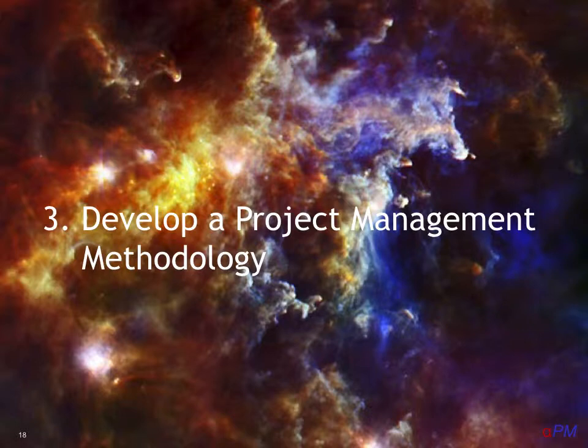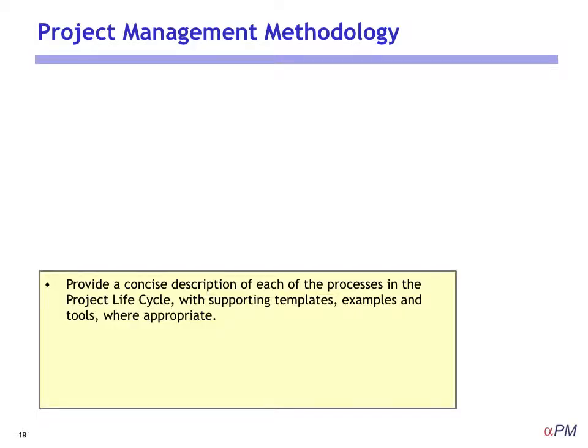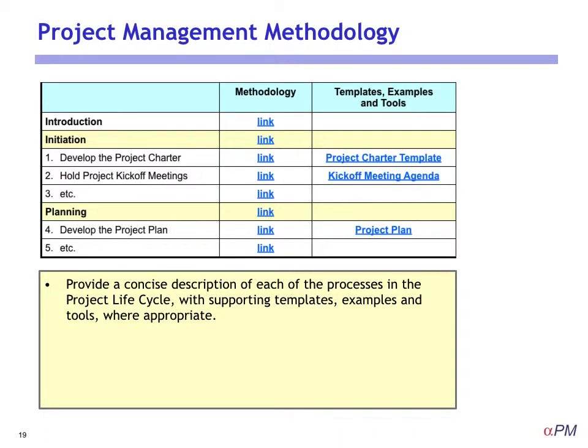Okay, so once you have your project life cycle defined, it is then relatively easy to build your project management methodology and training. So I've just basically got one slide for this. The idea here is that you've got your life cycle. So let's say you have 36 or let's say 40 processes in your life cycle. Well, you're going to apply those in different phases. So let's say in the initiation phase, you've got develop the project charter, you've got hold project kickoff meetings, and you've got some other processes. So you've got all those defined in your life cycle.